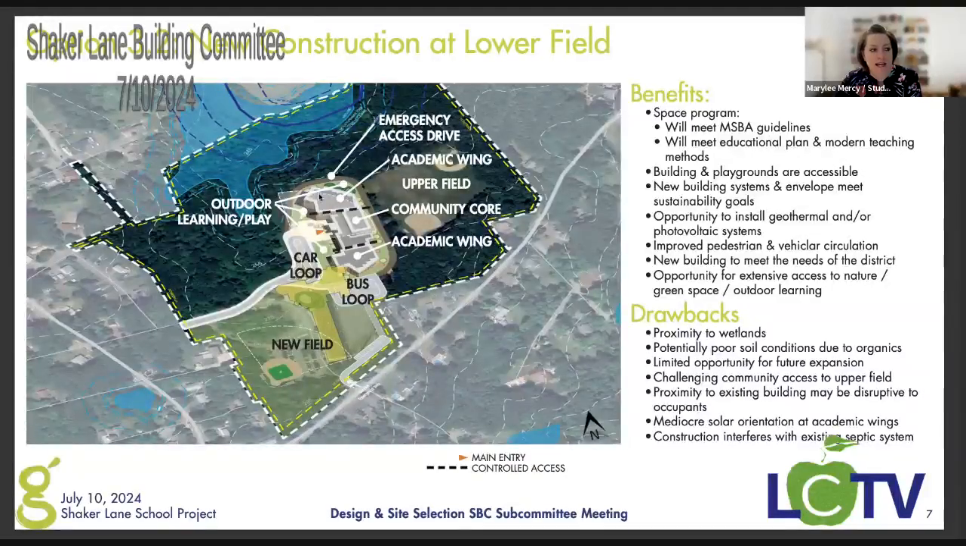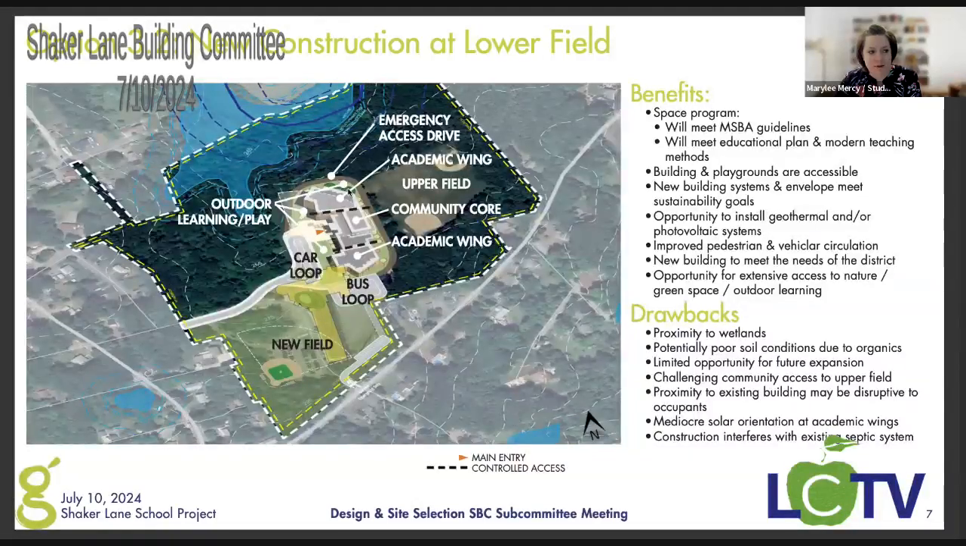We also get pretty tight to the wetlands over here. The lower field, as we understand, gets pretty wet at times, so we would have to be looking carefully at what's happening down in the corner where we're closest to the wetlands. We might run into some poor soil conditions with organics, or I'm not sure what other conditions are under there, but we need to explore it all.